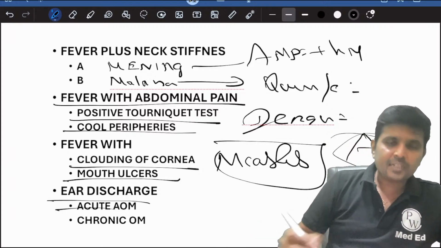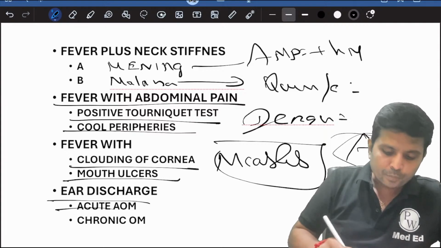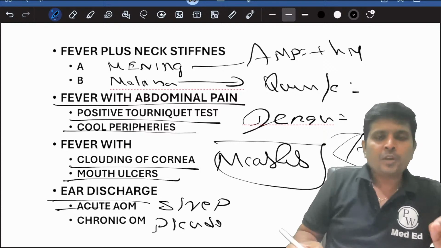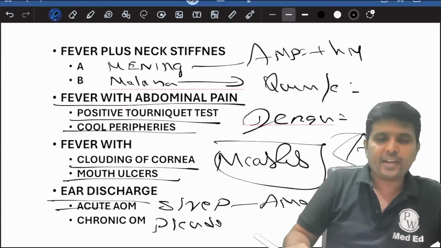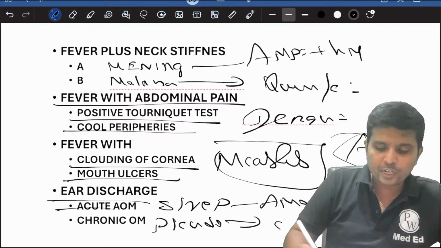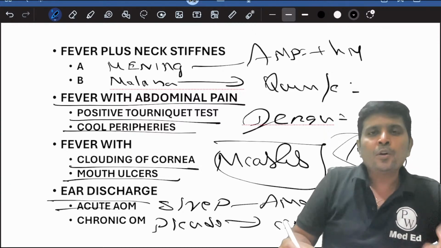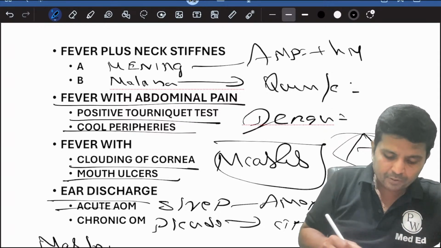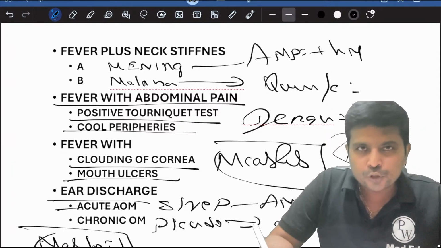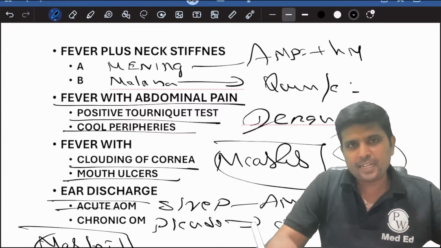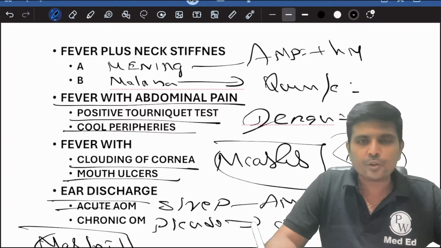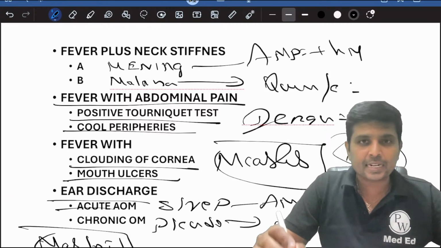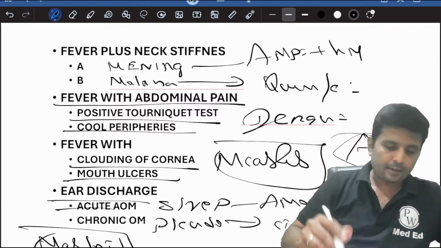And ear discharge, as per IMNCI: acute means it is due to Streptococcus pneumoniae, chronic means it is due to Pseudomonas. Acute means you need to give amoxicillin for 5 days. Chronic, more than 14 days, means you need to give ciprofloxacin ear drops for 14 days. But when you have tenderness over the mastoid, it is called mastoid tenderness or severe acute mastoiditis. Then you need to give ampicillin plus gentamicin and refer the child.